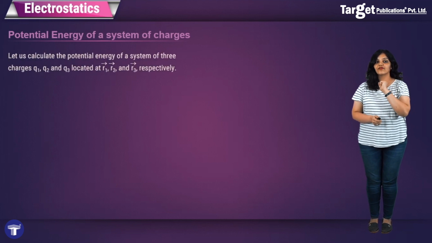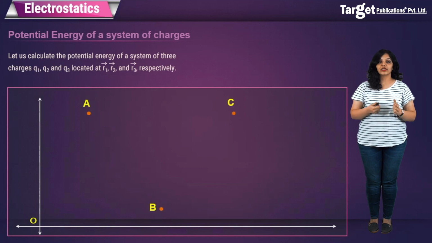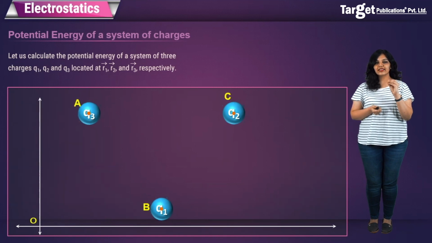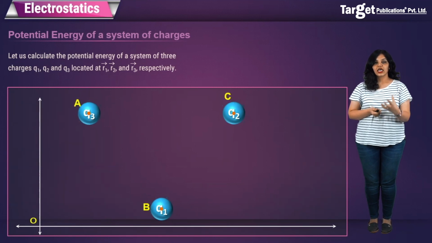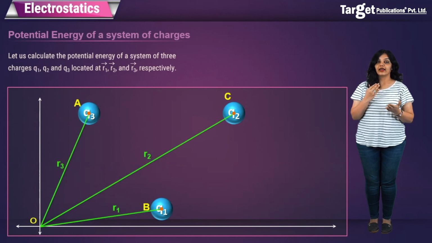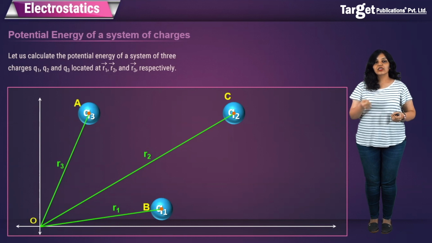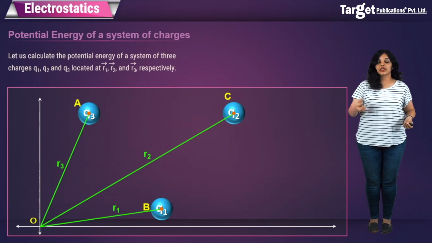Let's say that I have to create this system of charges made up of the charges Q1, Q2 and Q3, and I want to place them at these points A, B and C, which are at positions R1, R2 and R3. So you can see Q1 is at position R1, Q2 is at position R2 and Q3 is at position R3. And I'm asking, what is the potential energy of a system in which these three charges have been placed, as you can see.